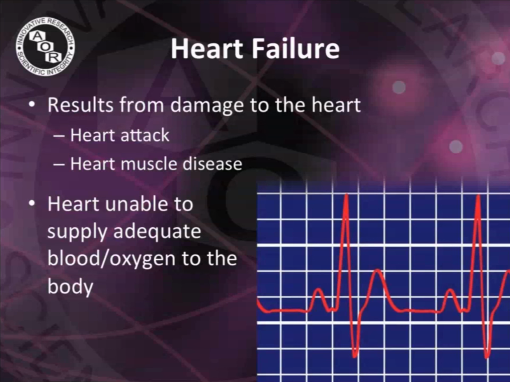Heart failure. Heart failure results from damage to the heart, and this damage can occur from someone who's had a heart attack or has a disease that actually affects the tissue or the muscle of the heart. And the consequence of heart failure is an inability or a decreased ability to supply adequate blood and oxygen to the body, because the heart isn't able to actually pump that blood effectively out to the rest of the body.